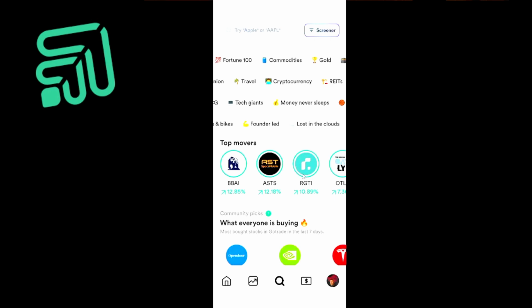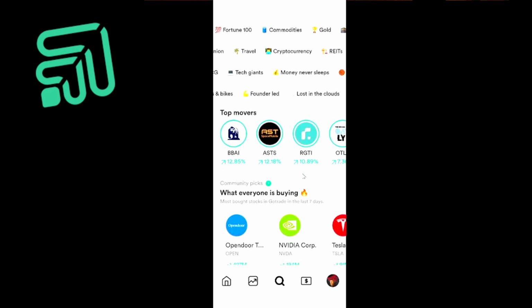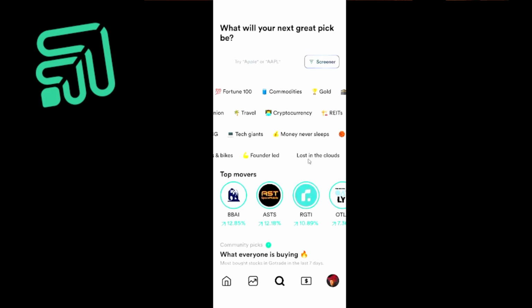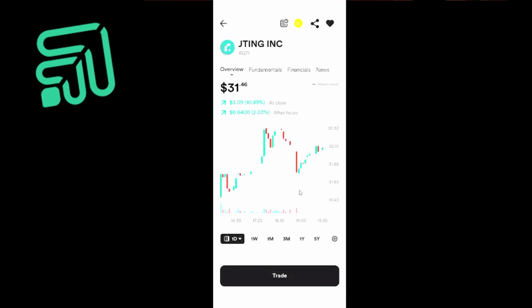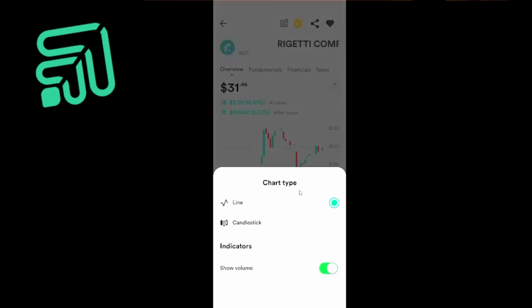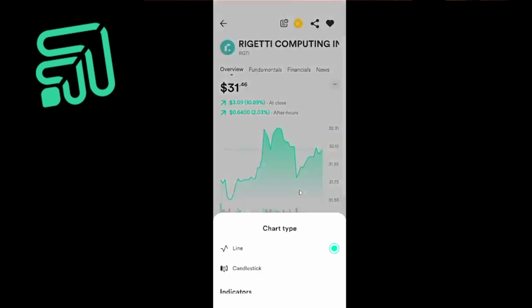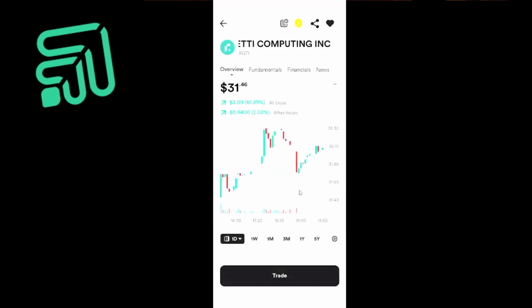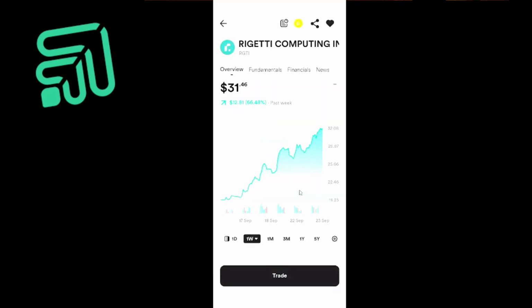I invested in Rigetti because I wanted to be part of the quantum computing trend. I used to have ASTS, but it's a choppy stock, though they're moving up. So if you want to check Rigetti, you click on Rigetti, and then you will see their charts. You could swap it with a line chart or a candlestick chart, and then you could also check their timeline, their progression.